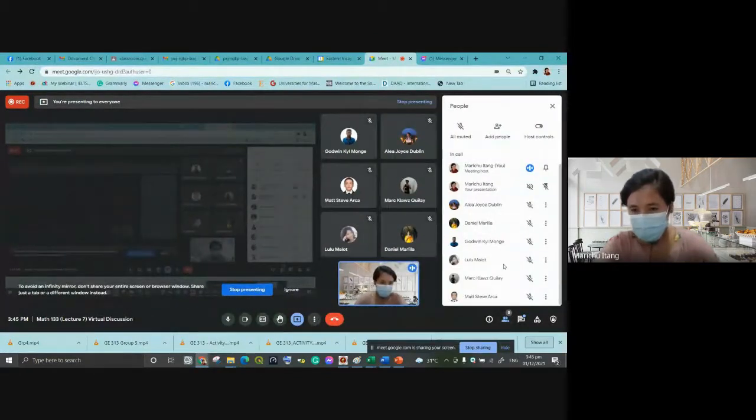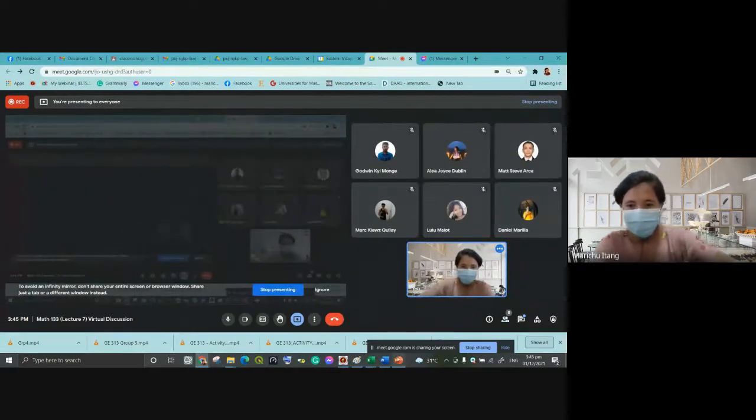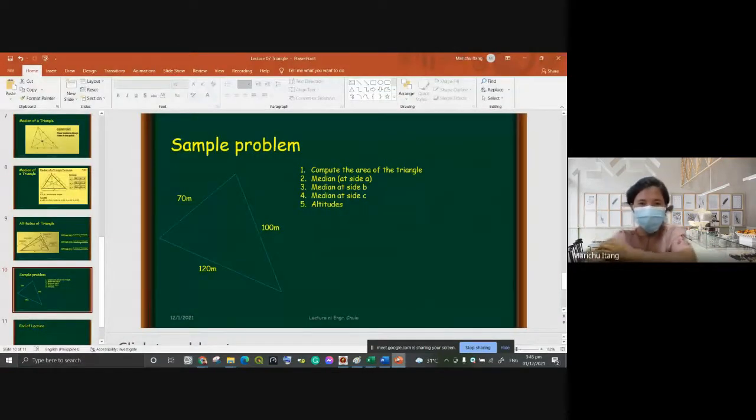Okay, since we only have 7 students around this afternoon, we have here number 5. Given the triangle, we have 70, 100, and 120. You are required to compute the area of the triangle, and determine the median at side A, median at B, median at C, and the altitude. Let's start with number one, to compute the area of the triangle.